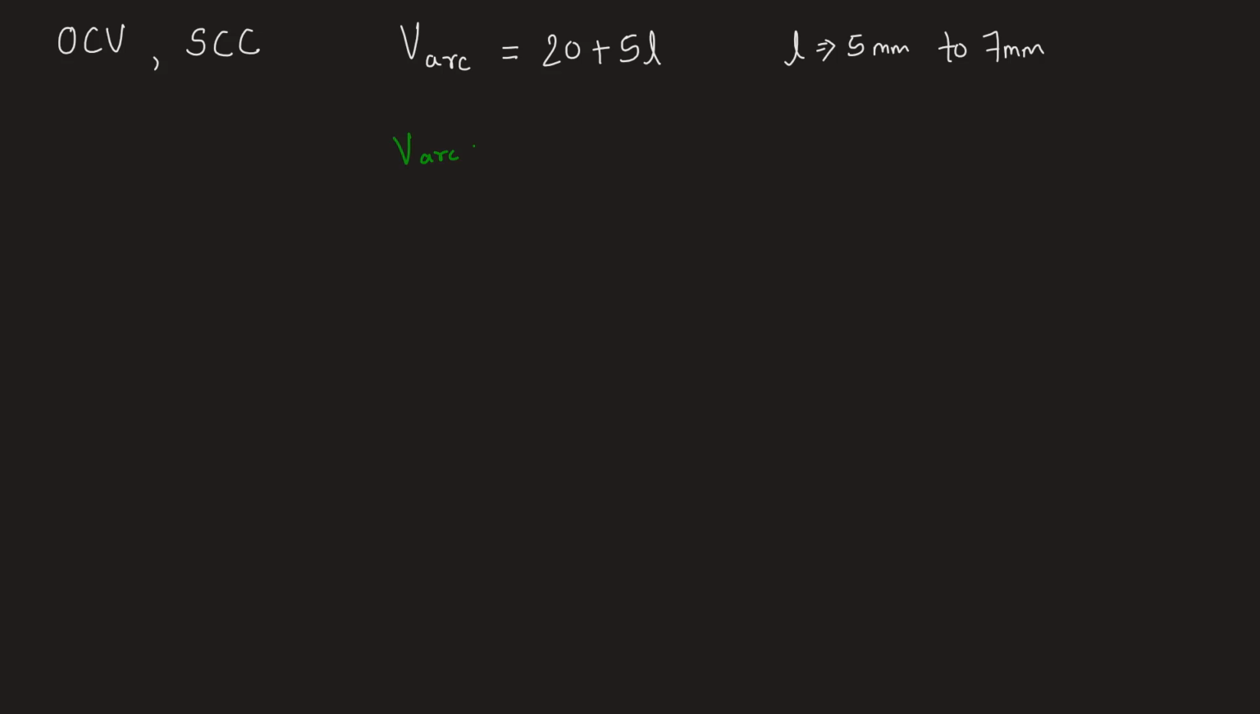So V arc will be equal to 20 plus 5 into 5. This gives us 45 volts. And when we take the characteristic length as 7 mm, we get 20 plus 5 into 7, which is 35 plus 20, 55 volt. We have the variation of arc voltage as 45 to 55 volts. Variation of arc current is also given, I arc, it's 400 to 500 ampere.